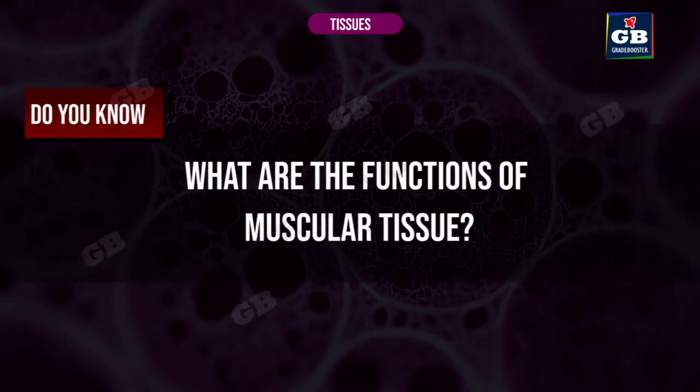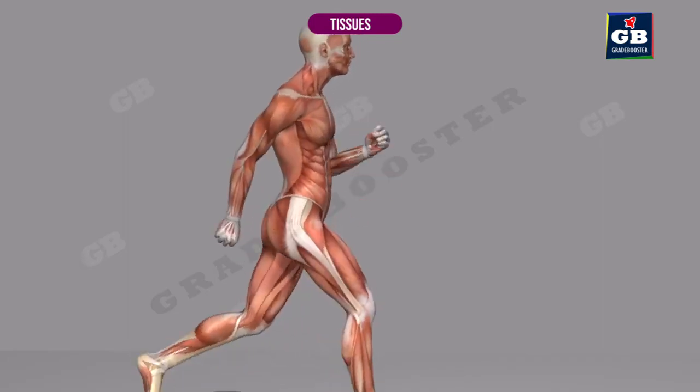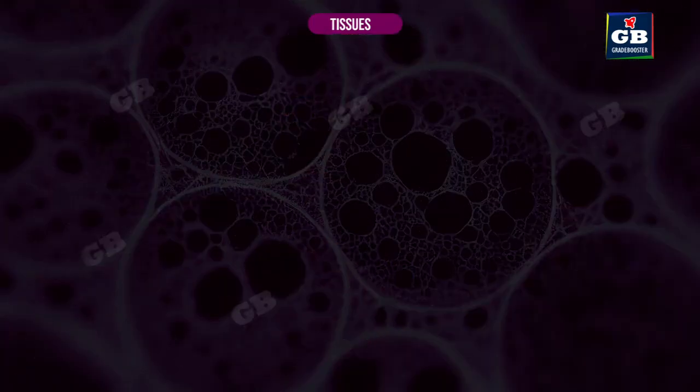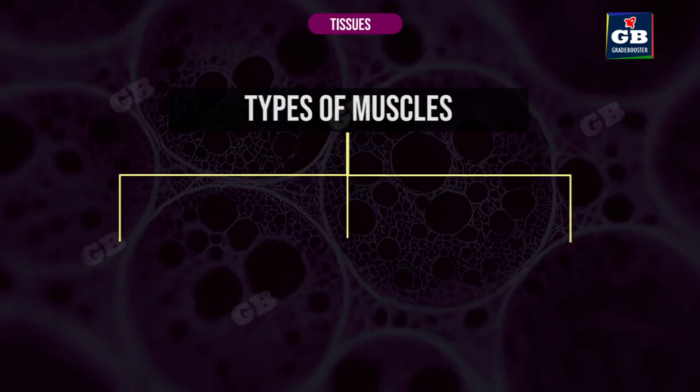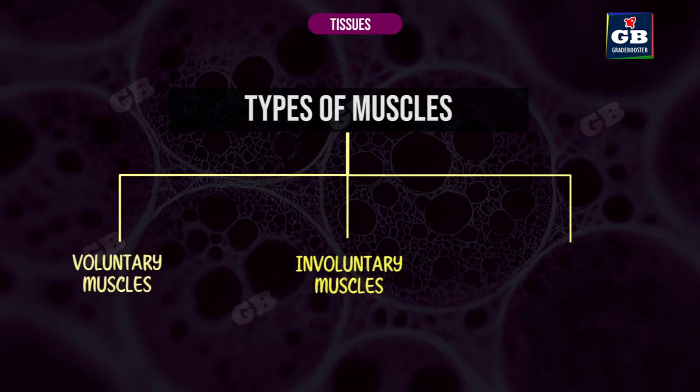What are the functions of muscular tissue? Muscular tissue gives shape, support, and causes movement in different parts of our body. Now let's see the types of muscles. Muscles are of three types. 1. Voluntary muscles. 2. Involuntary muscles. 3. Cardiac muscles.